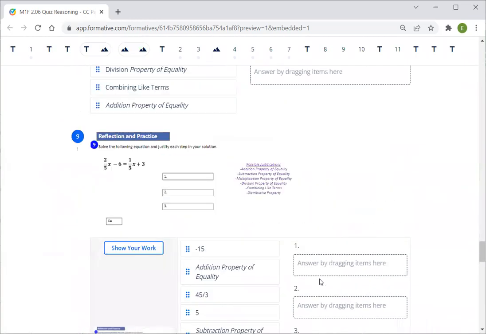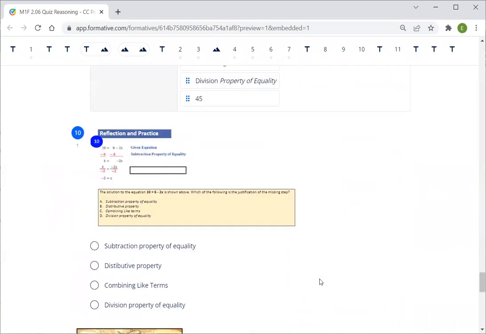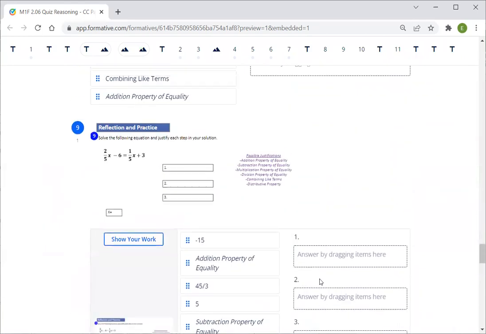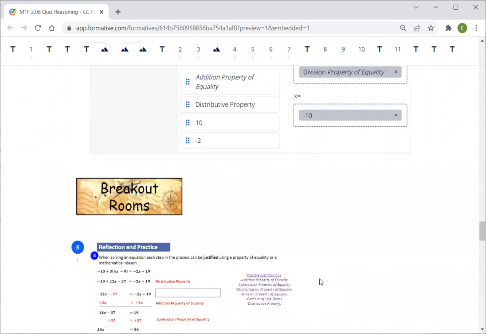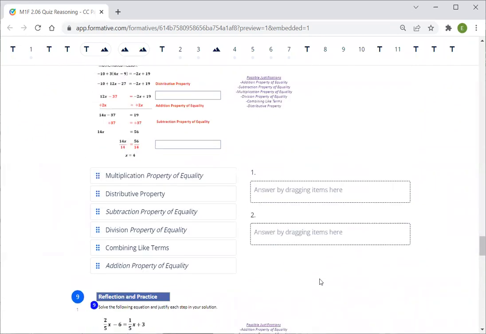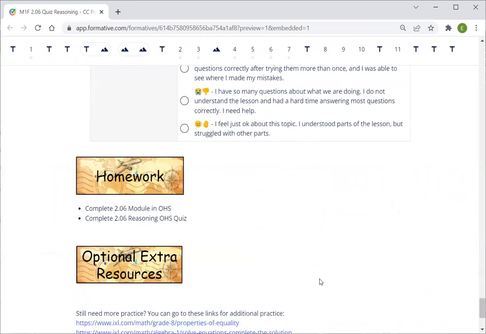So there is problem number 8, 9, and 10 for you guys to do as your own practice to check how you're doing. And then go ahead and submit.